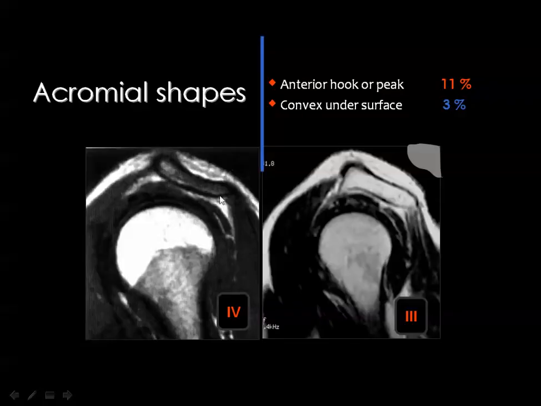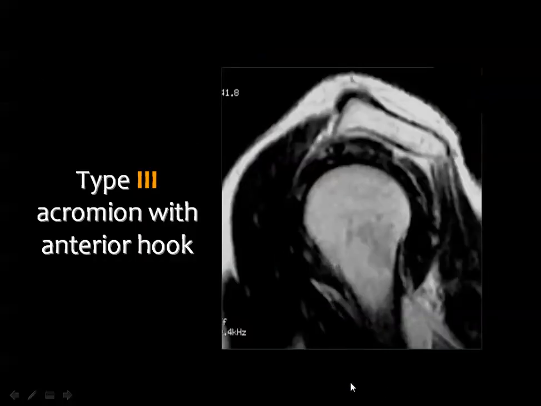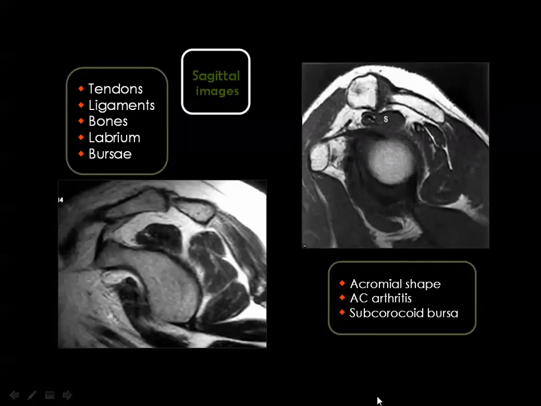And the last one, which is the rarest, is the acromion with convex undersurface. These are the 4 types which are evaluated in the sagittal images. And you should remember that the acromion with anterior or inferior hook is one of the lesions which contribute much to degeneration and tears of the supraspinatus tendon.